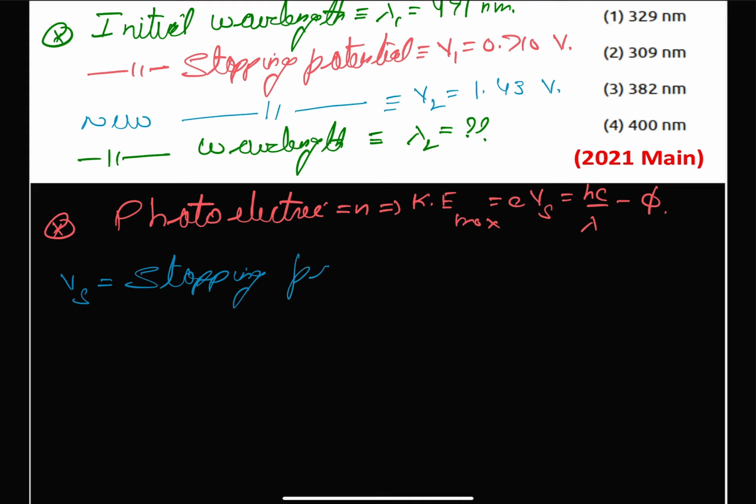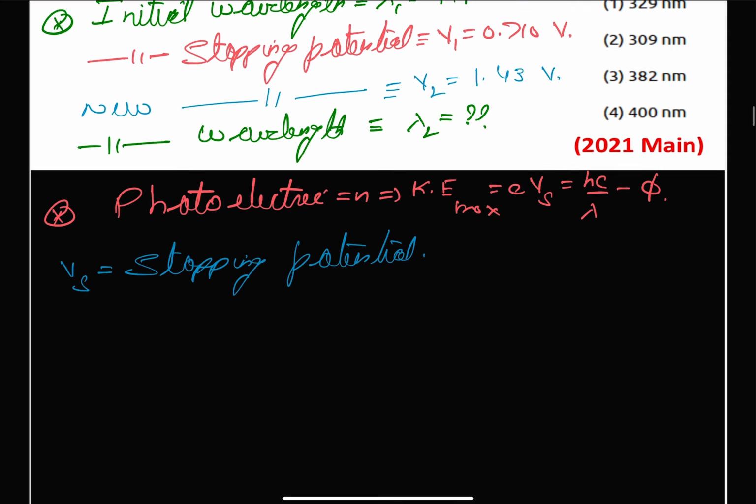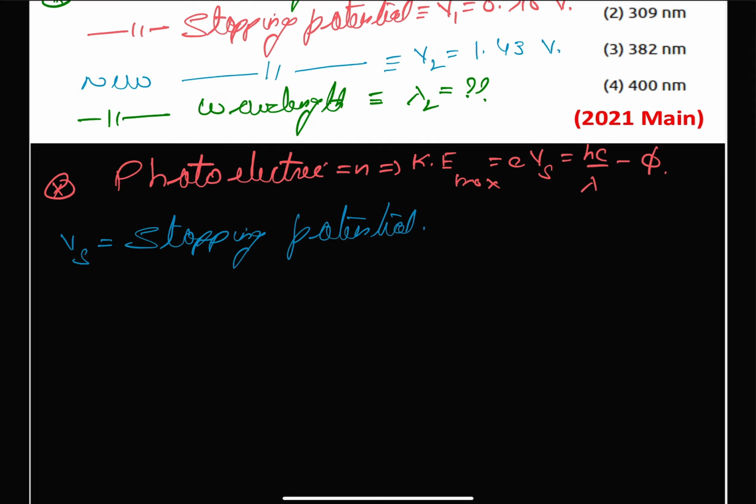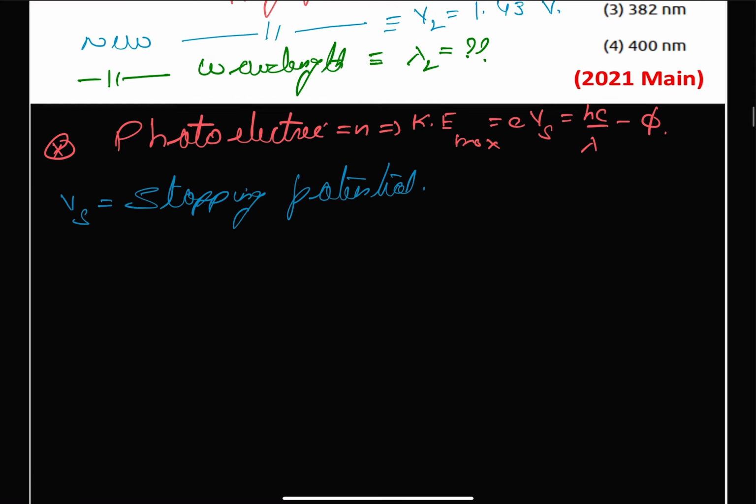So for this particular equation, Vs is the stopping potential, and we have two values of stopping potential and two values of wavelength. Therefore we can say that e times V1 is equal to hc upon lambda 1 minus work function, and the second one is eV2 is equal to hc upon lambda 2 minus work function, and we can just subtract these two equations.